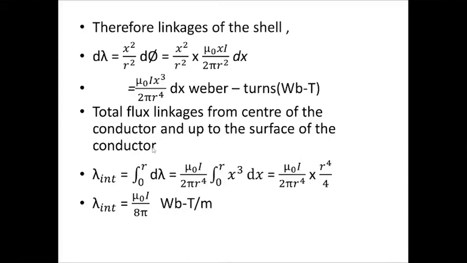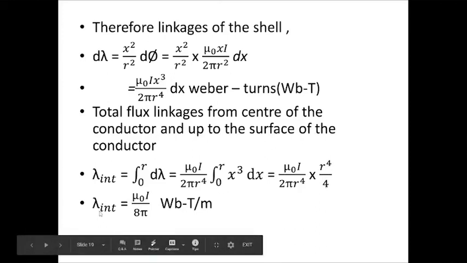The total flux linkages from the center of the conductor up to the surface of the conductor, lambda internal, is equal to integral 0 to r, that is the radius, of d lambda. Substituting for d lambda, mu 0 I by 2 pi r raised to 4 is a constant. Integrating x cube dx within the limit 0 to r, we will be getting the answer as mu 0 I by 2 pi r raised to 4 into r raised to 4 by 4. Therefore, internal flux linkage is equal to mu 0 I by 8 pi Weber turns per meter.